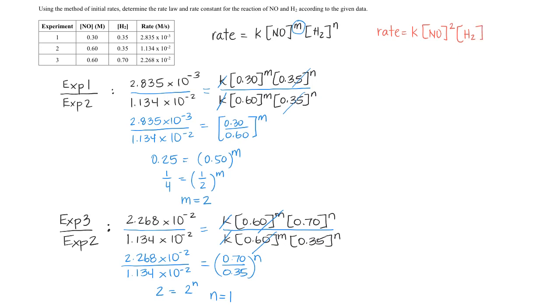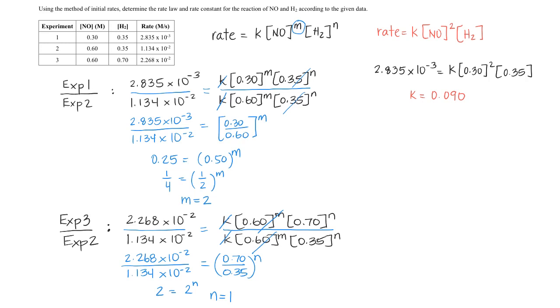Now that we have the rate law, we can determine the rate constant by plugging in any experiment data into the rate law. So let's just pick an experiment. I'll choose experiment 1. The rate of experiment 1 is 2.835 times 10 to the minus 3 equals the rate constant times the concentration of NO, which is 0.30, and that will be squared, times the concentration of H2, 0.35. Solving for k gives us 0.090.